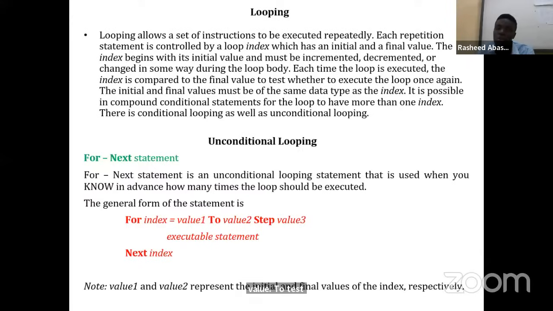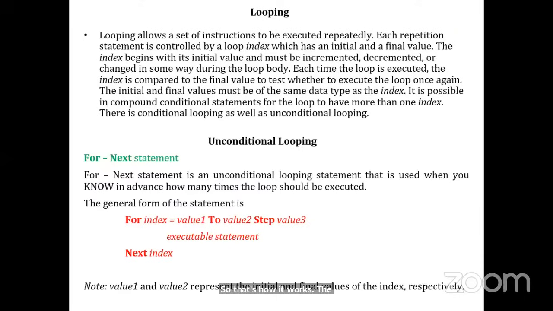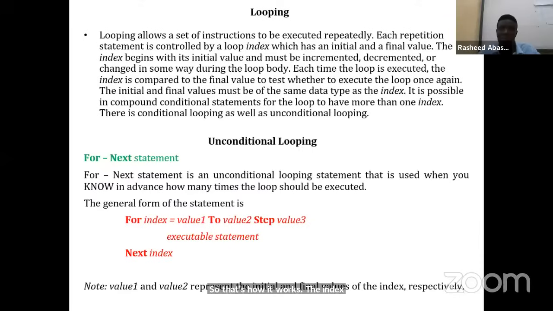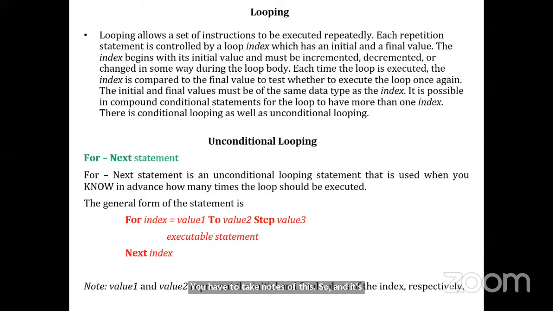Should I stop now? Yes or no? If no, it goes again until it gets to that final value. So the initial and the final values must be of the same data type. You have to take note of this. It's also possible in compound conditional statements to have more than one index.